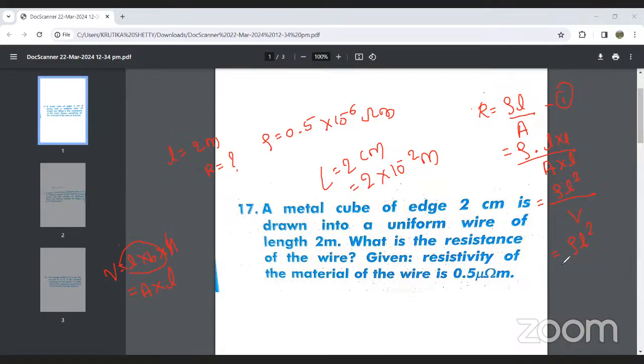So for the cube, rho into L square divided by volume. This volume is nothing but length into breadth into height, so it becomes a cube. I am taking small l as the length of the wire, and capital L for the edge length of the cube, okay? So now I can substitute the values here. The resistance is equal to resistivity 0.5 into 10 raised to minus 6, and small l is 2 meter, its square, divided by capital L cube, which is 2 into 10 raised to minus 2 whole cube. So you can simplify, see.